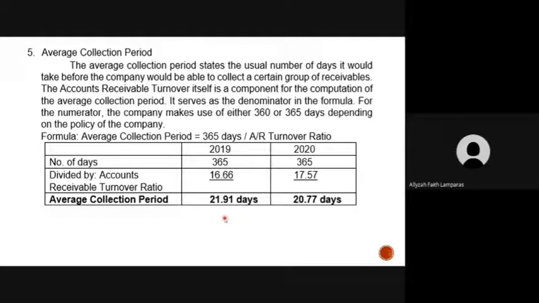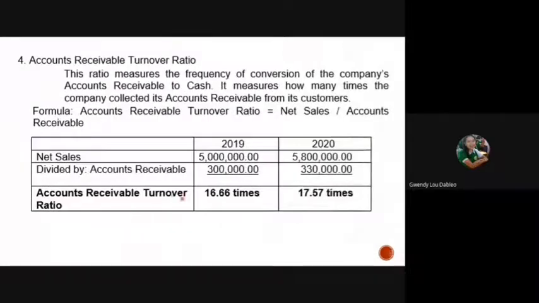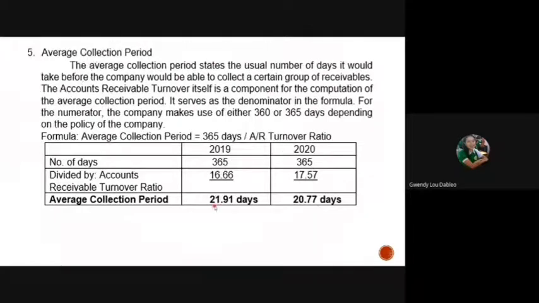Formula: average collection period equals 365 days divided by AR turnover ratio, or accounts receivable turnover ratio. So, kana siya, mao ni siya ang kaganina. Kung pila ni siya, mao ni atong gamiton as our divisor. So, kanang number of days class, magdepende siya sa policy sa company. Unsa i-adapt. It's either 360 or the approximate days or the 365 or the exact days.